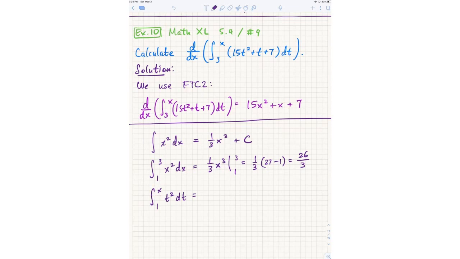So according to the fundamental theorem of calculus, I take an antiderivative, that's 1/3 t cubed, and I plug in t equals 1 and t equals x. So I get 1/3 x cubed minus 1/3.